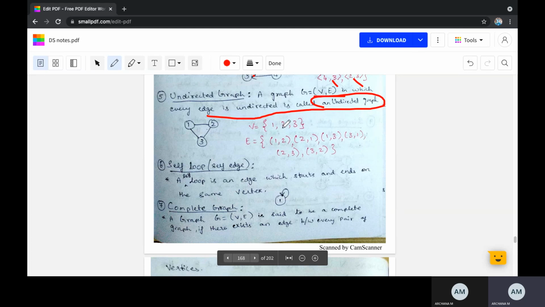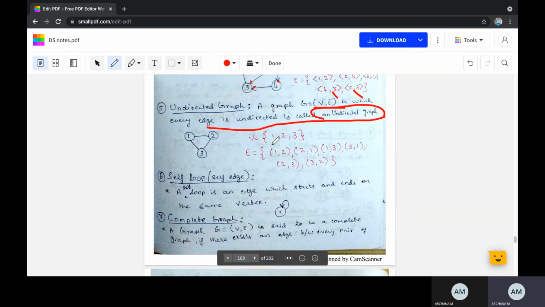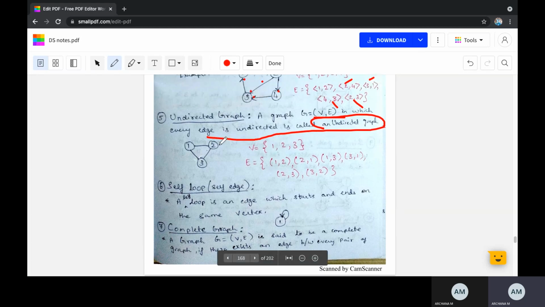Now list all the vertices: 1, 2, 3. Now list the edges. Look here, edges will be more. That is, 1 to 2 there is an edge. Again 2 to 1 there is also an edge, because you can even travel from 2 to 1. 1 to 3 there is an edge. Even 3 to 1 there is an edge.